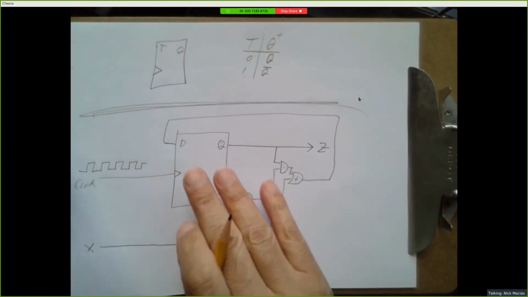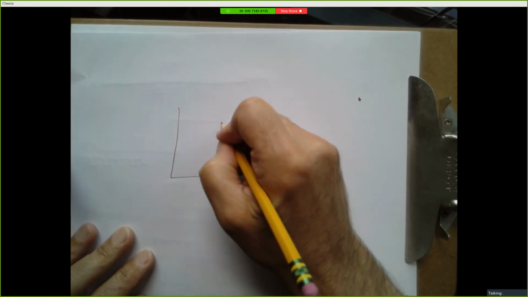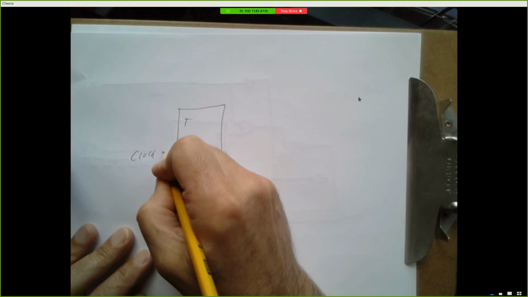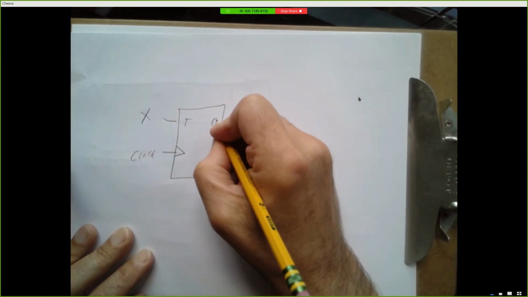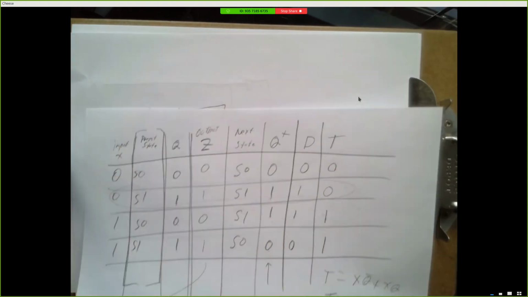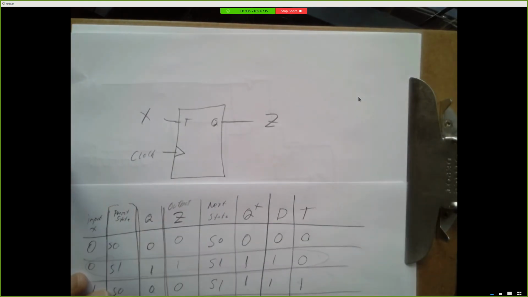So this is what it looked like with a D flip-flop. With a T flip-flop, it's a little simpler. Right? There's our whole state machine.